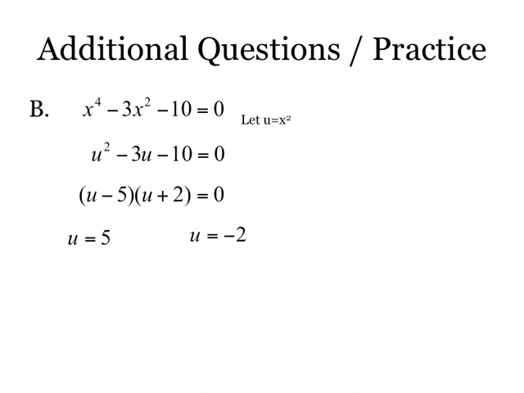And then we can substitute that x squared back in for u. So x squared equals 5 and x squared equals negative 2. And then solve for x. So x is equal to plus or minus root 5. Over here, x squared is equal to negative 2, so x is plus or minus the square root of negative 2. We have a negative under the square root, so this becomes an imaginary number. And you pull that i right out, and so you get x equals plus or minus i root 2.